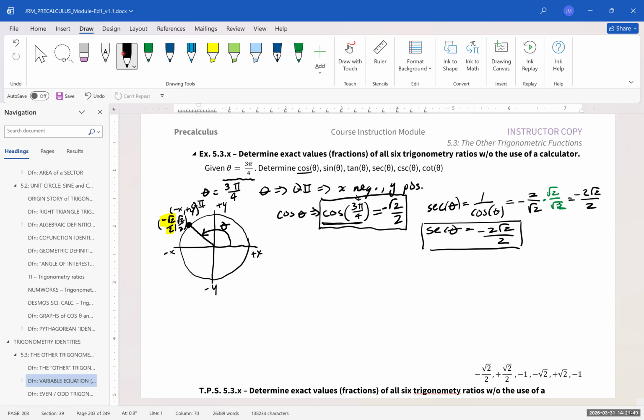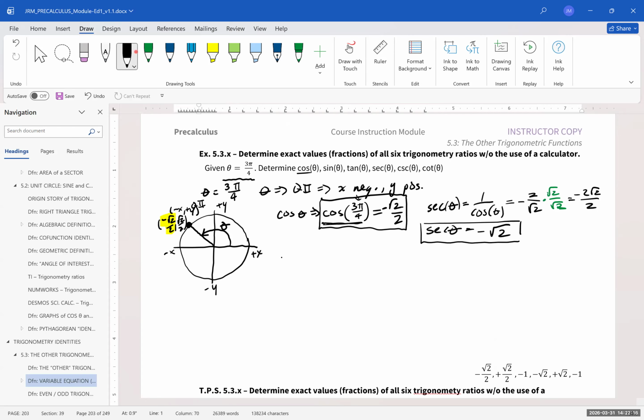Oh, I just noticed something. The 2's cancel, so I need to revise that. There we go. Secant theta is just negative square root of 2.